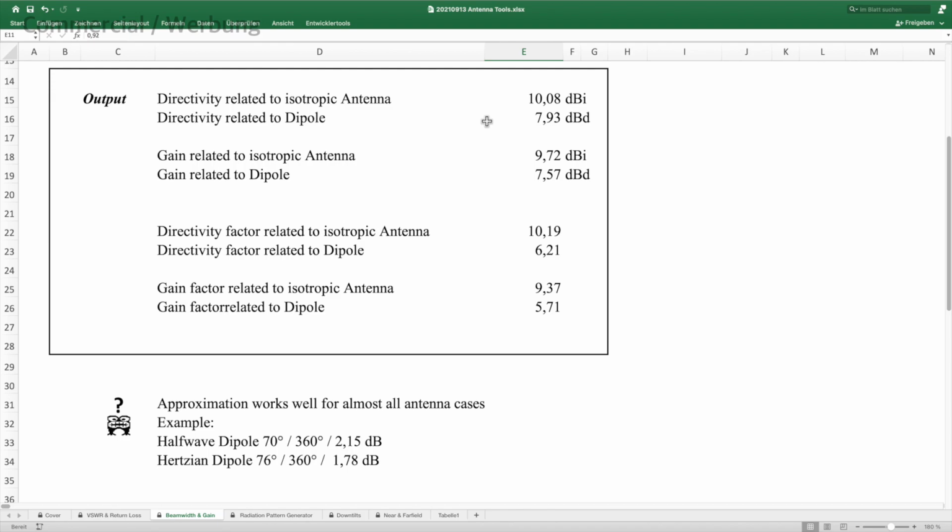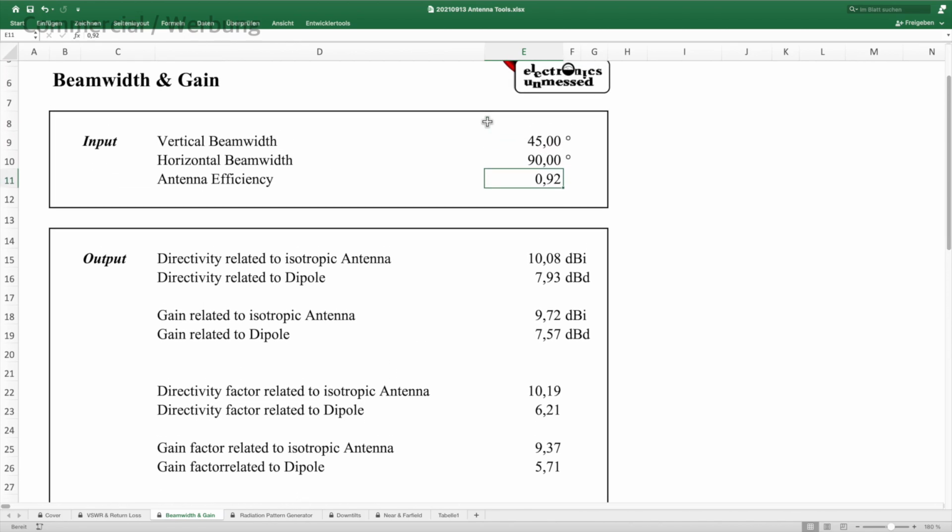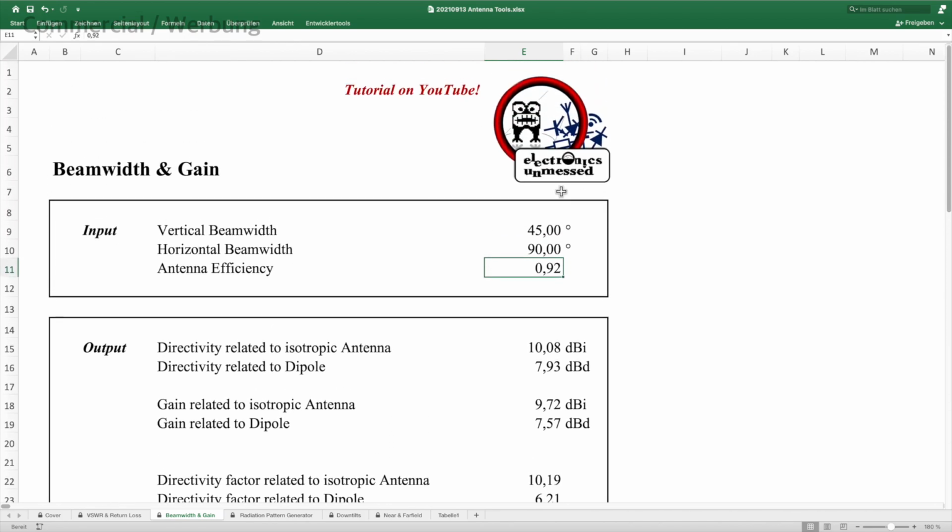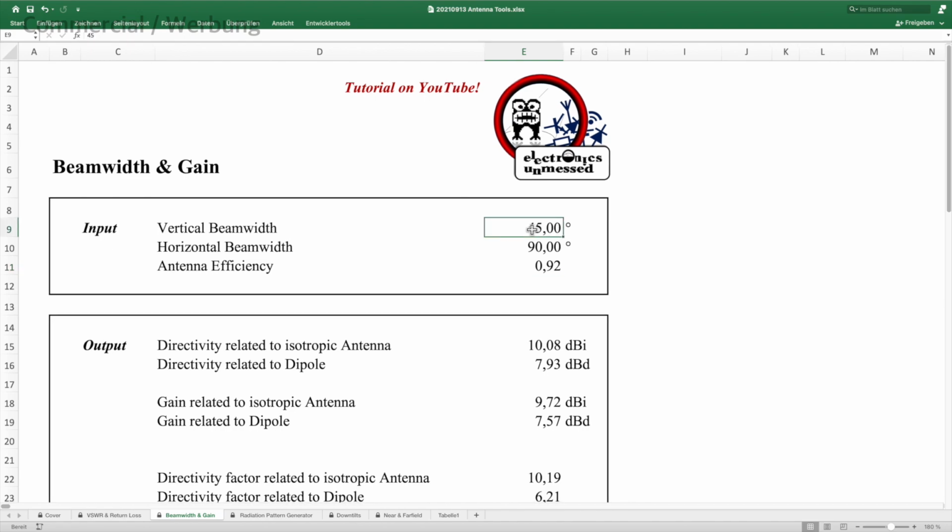In other words, a 10 dBd antenna has practically a higher directivity than a 10 dBi antenna. The exact difference is 2.15 dB. In case you get only a dB value for the antenna gain, you should be suspicious and rather assume dBi. Now let's see what the tool can actually do.